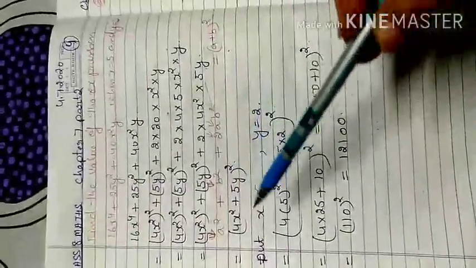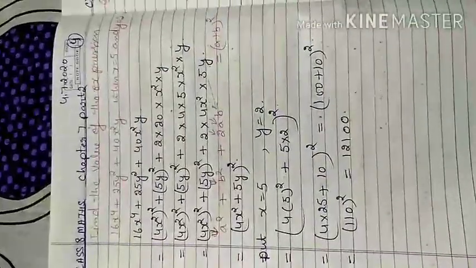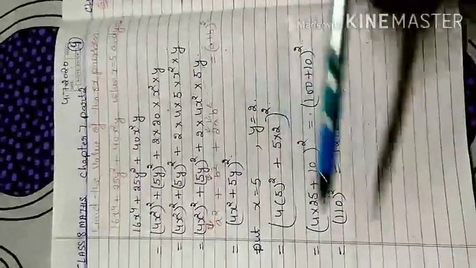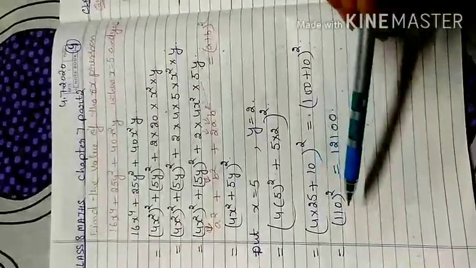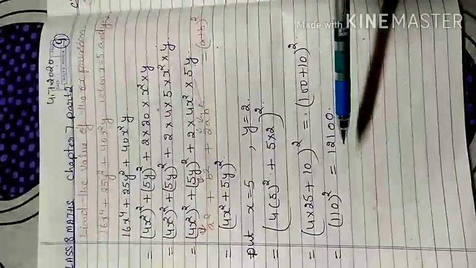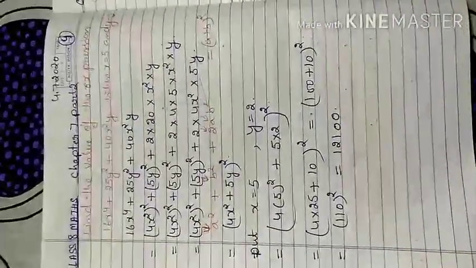So now I am given x is equal to 5, y is equal to 2. I replace the x value as 5 and the y value as 2. So I get 4 into 25, 100, plus 10, 110 whole square, which is 12,100. So that is my required answer.